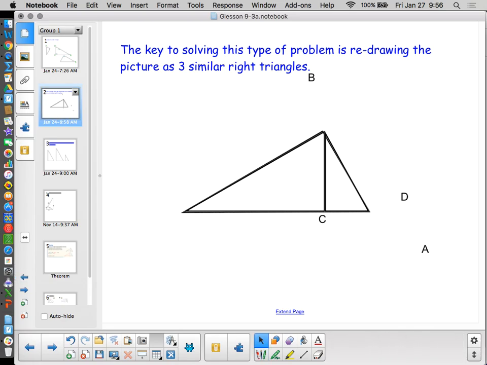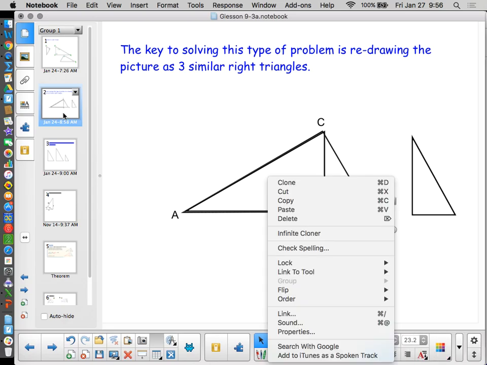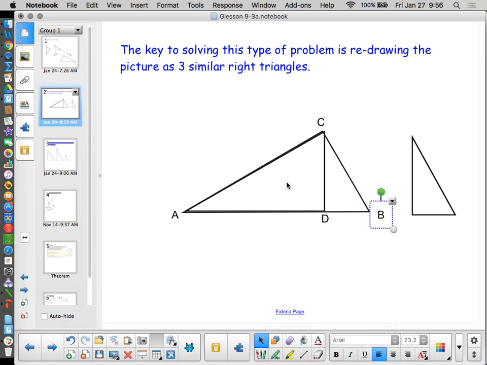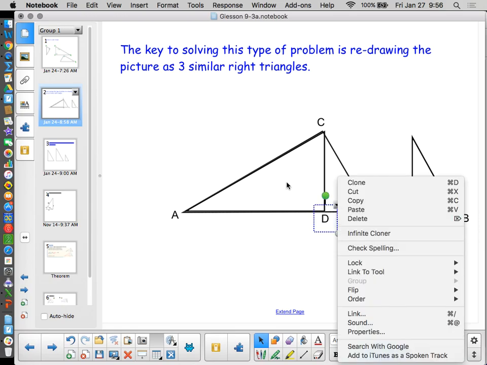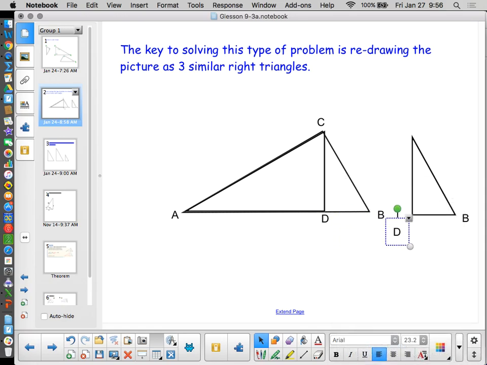And not just redrawing them the way we just did, but let's just go ahead and make this angle C. I will make this B, this A, and we'll call this point D. Okay? So what I'm going to do is I'm going to pull this out. I'm going to clone this. So I got another B here. That's angle B. Okay? This is going to be D. And this is still C.